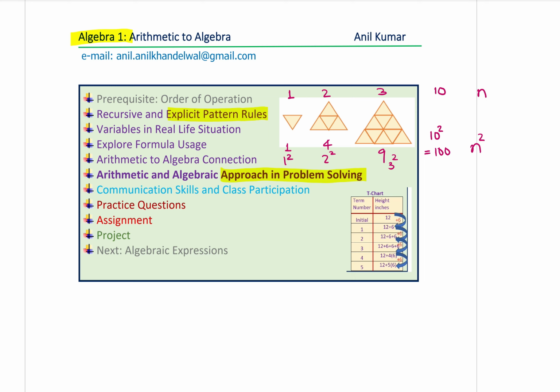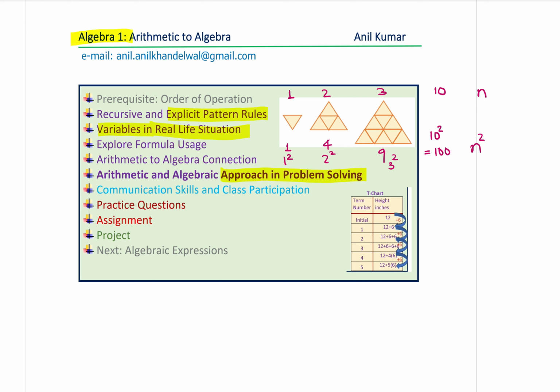Now, explicit pattern rule, as you all realize now, helps us to quickly get to the solution. Why? Because we have a formula in hand, and in that formula, there is a variable. Now, this variable can have any value, and that value helps us to solve real life situations, right? That is what we saw in the previous session.